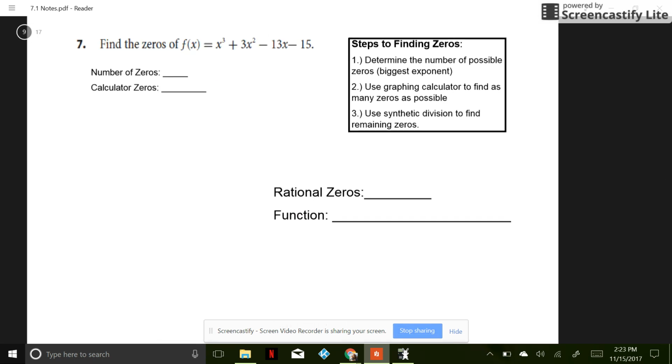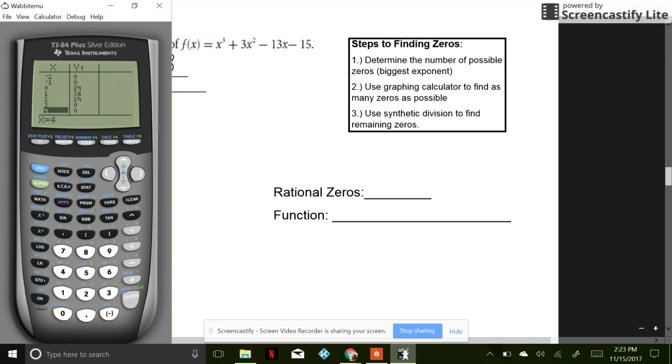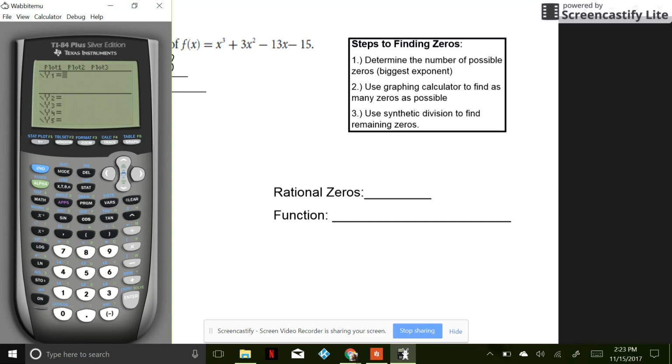Okay, we want to find the zeros of this function. So first thing, figure out how many possible zeros we can have. This would be 3. Now we're going to plug it in. X to the third plus 3x squared minus 13x minus 15. So again, we're looking for zeros, so that's where they cross the x-axis.